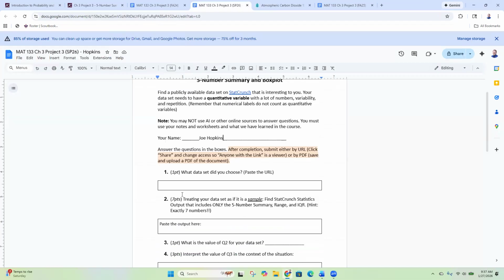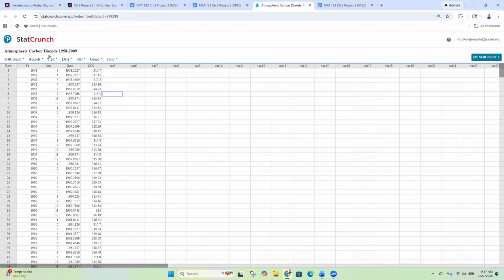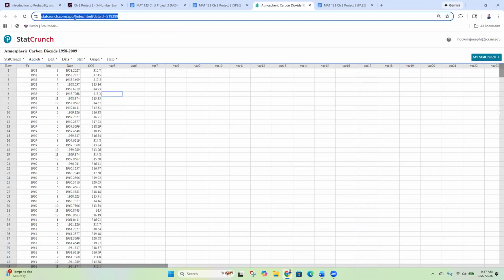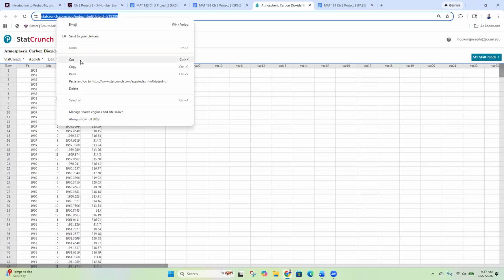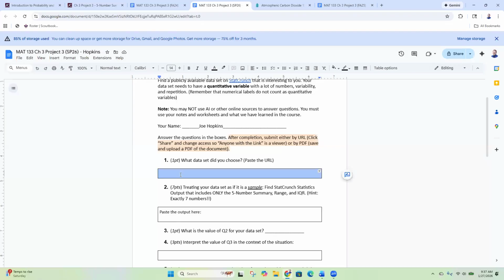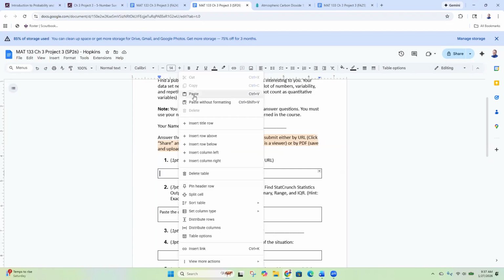Okay, so question one, what data set did you choose? Once you've picked a data set that is interesting to you, you're going to copy the URL. So go up to the address bar, highlight everything there, hit Control C, or you can right click and copy. And then come over to our Google Sheet and right click and paste. Okay.